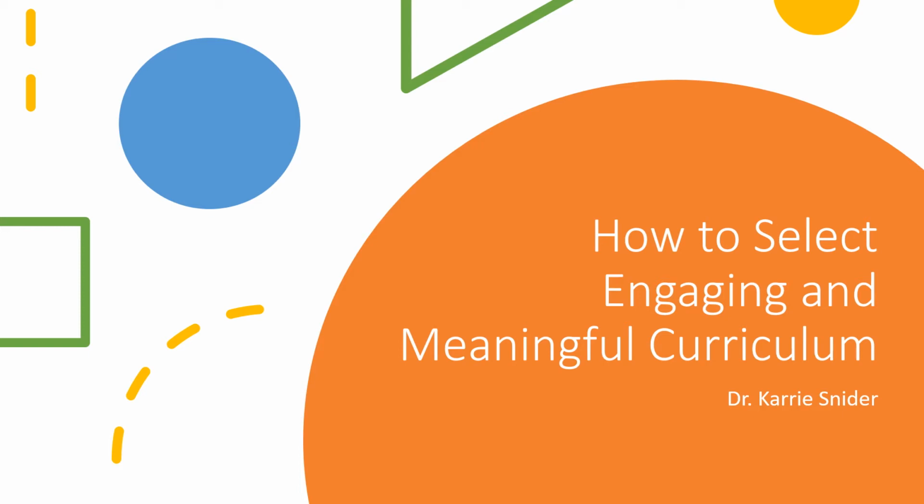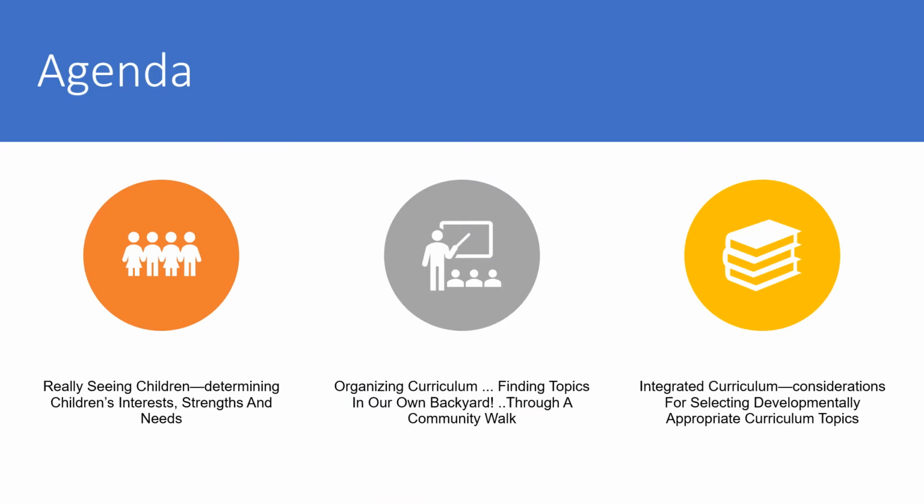How to select engaging and meaningful curriculum. The agenda for this content talk will include how we need to really focus in to see children, to understand not only their interests, their strengths, but also instructionally and emotionally and socially their needs. And then we want to examine how we can organize curriculum.